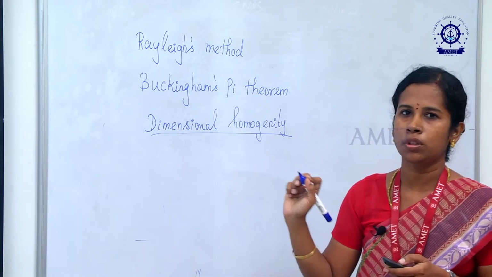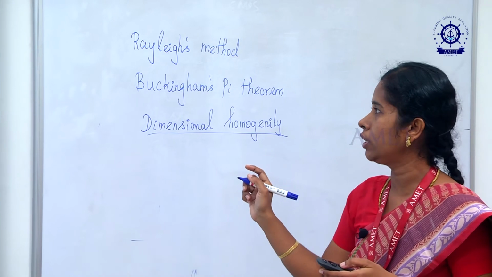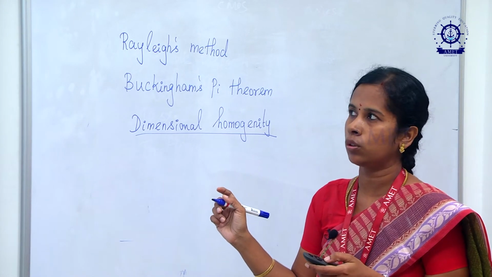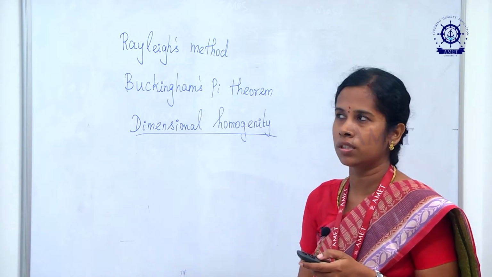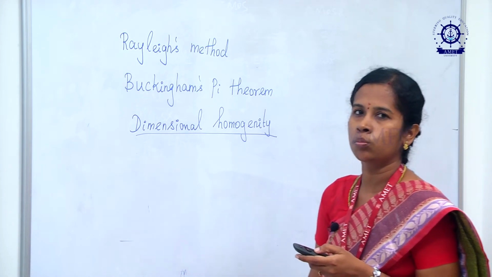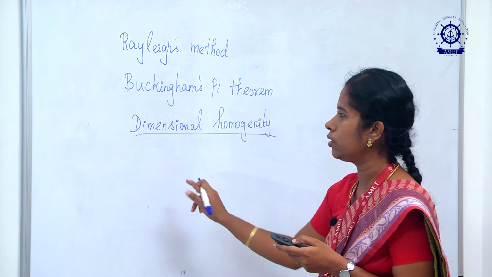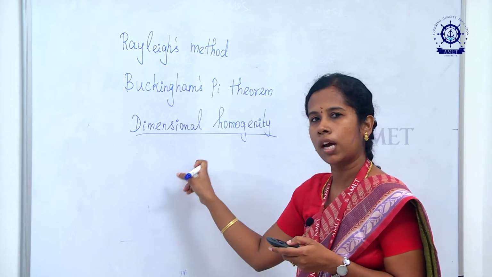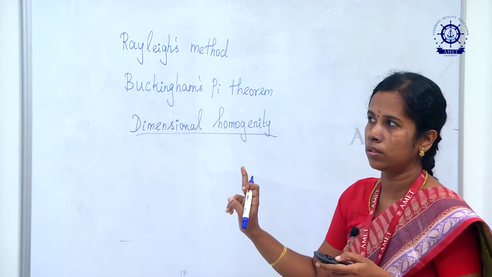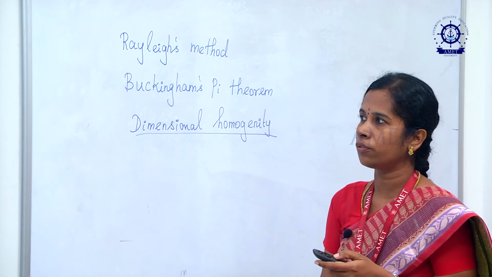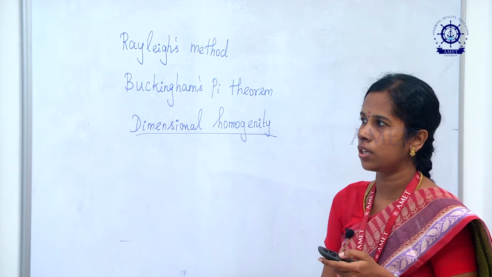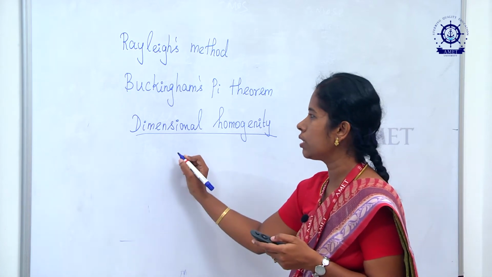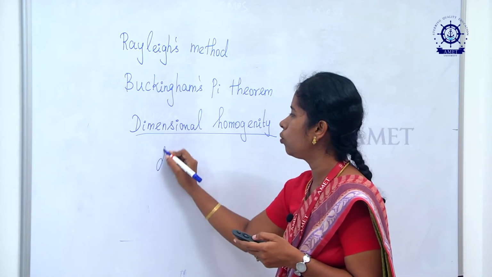To solve using any of these methods, we should know what dimensional homogeneity is. It means that the dimension of each term in an equation on both sides will be the same. That is, your LHS and RHS of the equation should be the same. If the dimension of each term on both sides of the equation is the same, then you say the equation is dimensionally homogeneous.